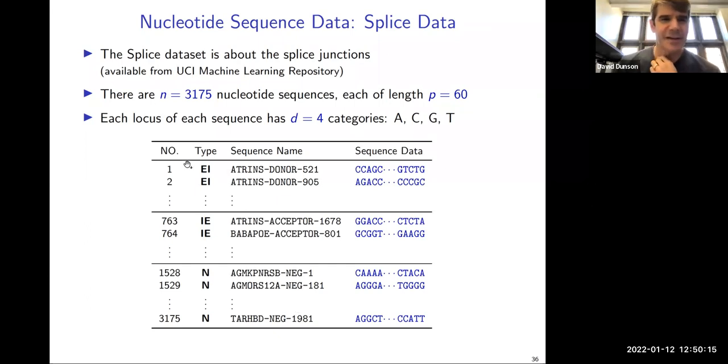So the data looks like this, and there's a type, EI, IE, and N. There's also a sequence name. I don't actually know much about this, but it ends up being that our inferred binary traits match a lot of attributes of this sequence name, which is pretty cool. And we have the sequence data, which is just ACGT, the nucleotides. So 4 levels.